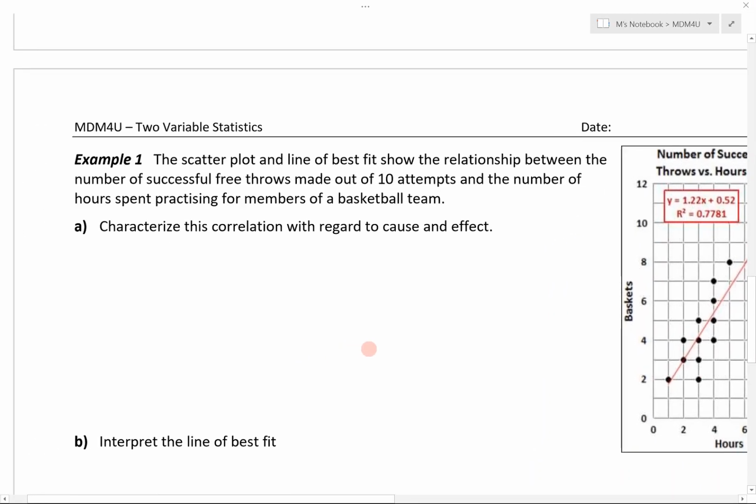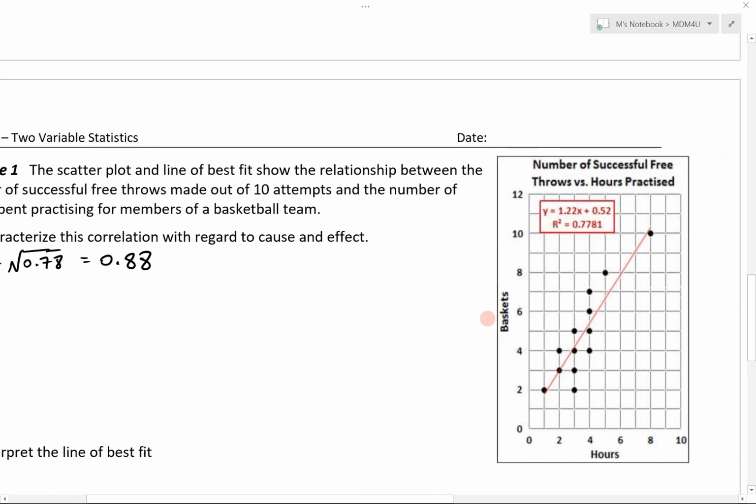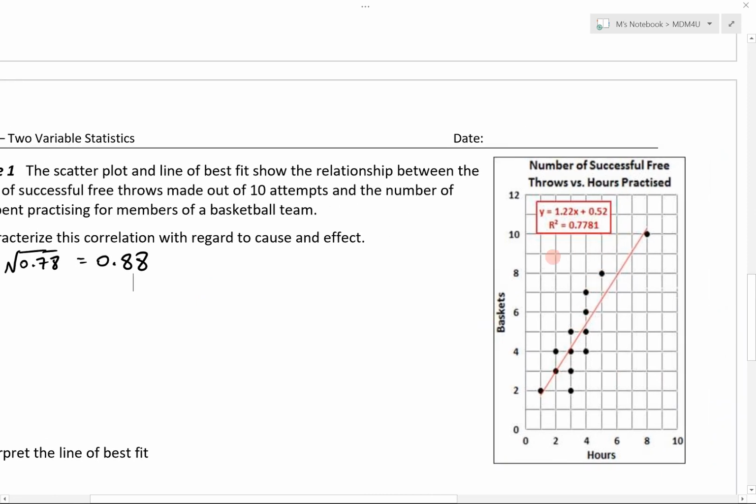And to find r, you simply take the square root of r squared, so the square root of 0.78, and that would be 0.88. So it's a fairly strong correlation. So we say it's a positive. It's positive because the line is going up and to the right, and it's a strong correlation.